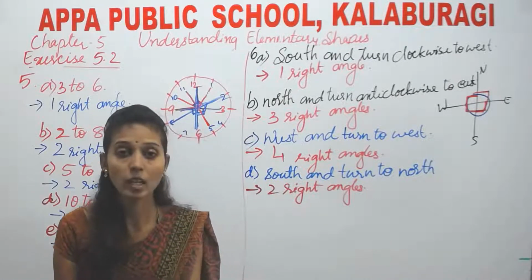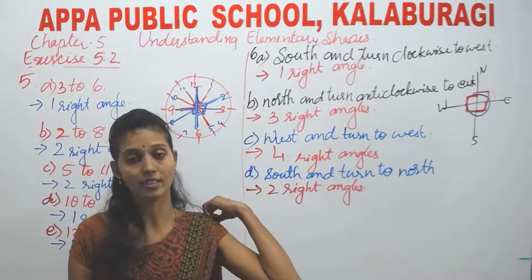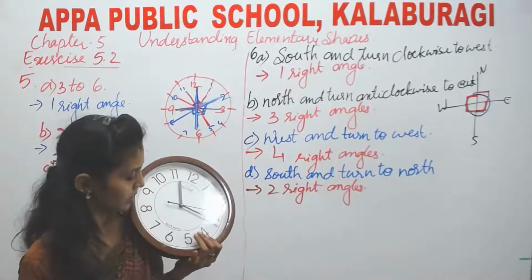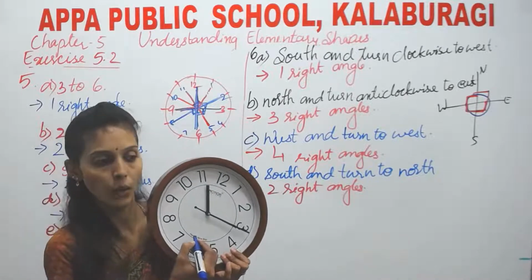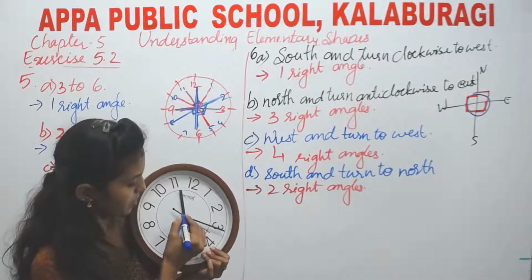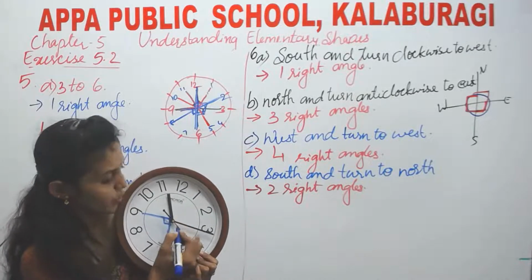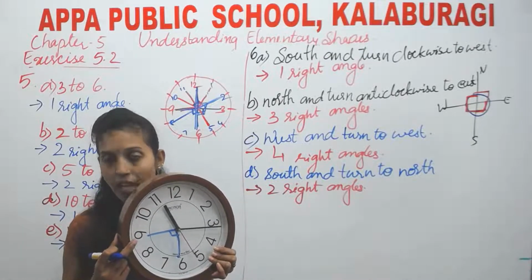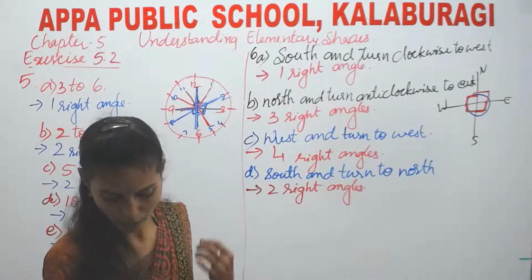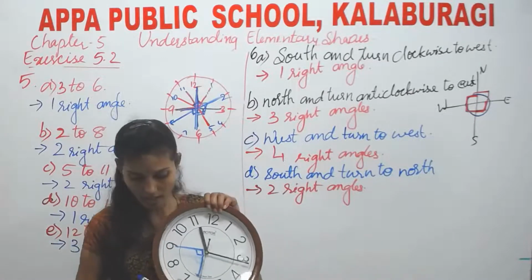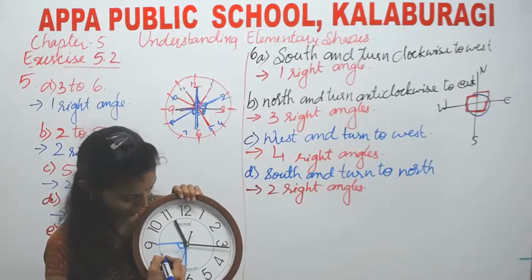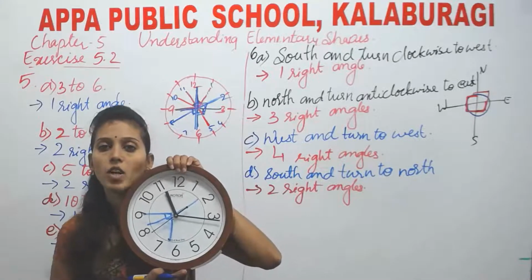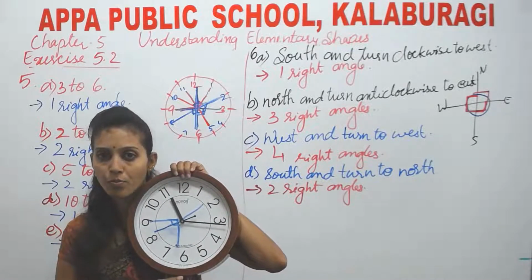Last bit, see where will the hour hand of a clock stop if it starts from 6, turns through one right angle. See, starts from 6, okay? And turns through one right angle. So where will it stop? It stops at 9, right? In the same way, from 8 through two right angles. From 8, 2 right angles is nothing but one straight angle. So where will it stop? It stops at 2, isn't it?